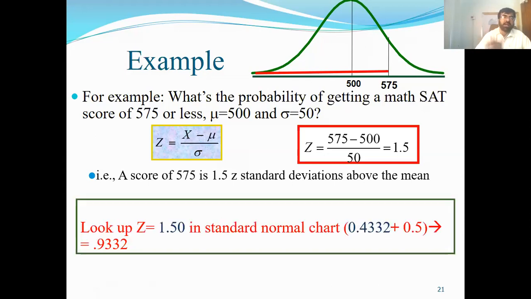So when you want those below 575, you have to calculate the whole area up to here on the curve, from here to here. So for 1.5, the area from here to here is 0.4332, and the area from here to here is 0.5. So the percentage of students who will get 575 or less makes this whole area, and that becomes 0.9332, or when you convert it into a percentage, about 93%.